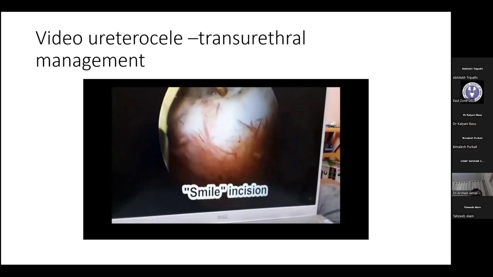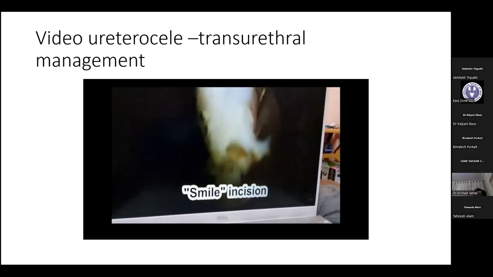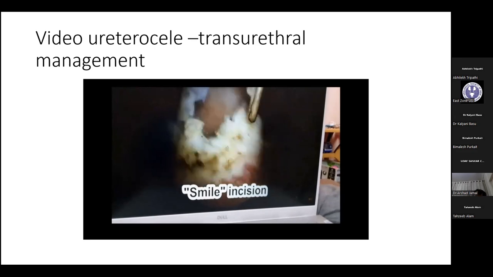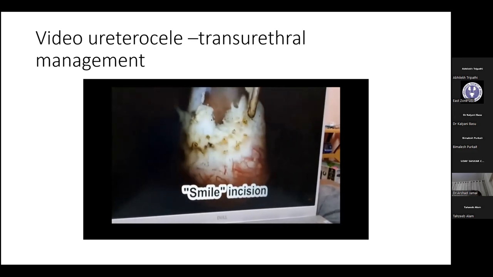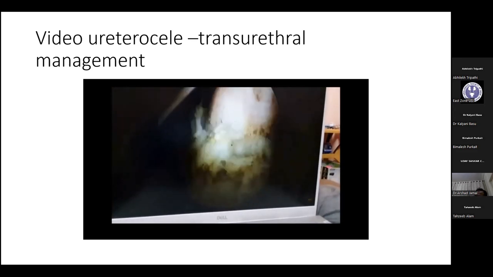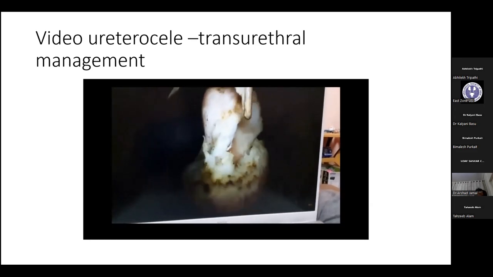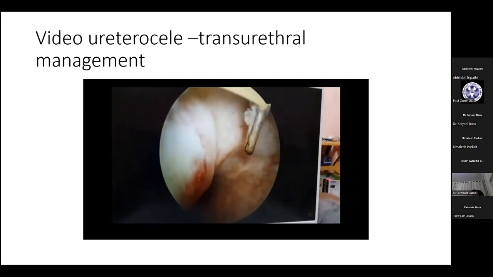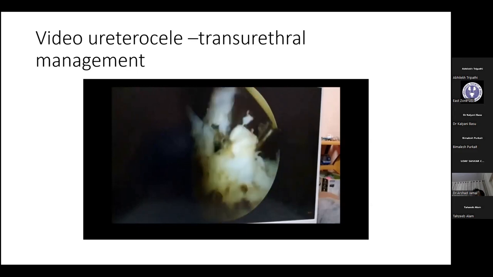And regarding the incision, the smile incision is the most popular and most recommended, but afterwards it was shown by some famous pediatric urologists that any incision is sufficient. There is no need to create a smile incision. You can put the incision at any position.